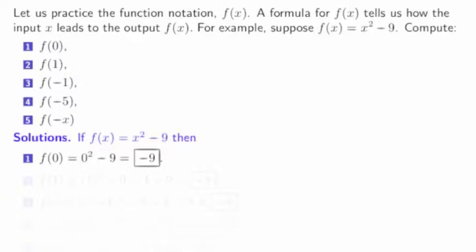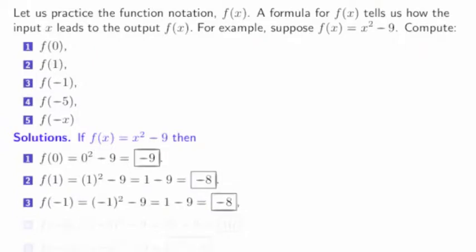If we input 0, then f of 0 will be 0 squared minus 9, which is minus 9. My function f of x equals x squared minus 9 means that anything you input, you then square and subtract 9 from it. If you input 1, you square it, subtract 9, and get minus 8. If you input minus 1, you square it, subtract 9, and again get minus 8, because minus 1 squared is just positive 1. If you drop minus 5 into our function machine, you square minus 5 and subtract 9. 25 minus 9 is 16.